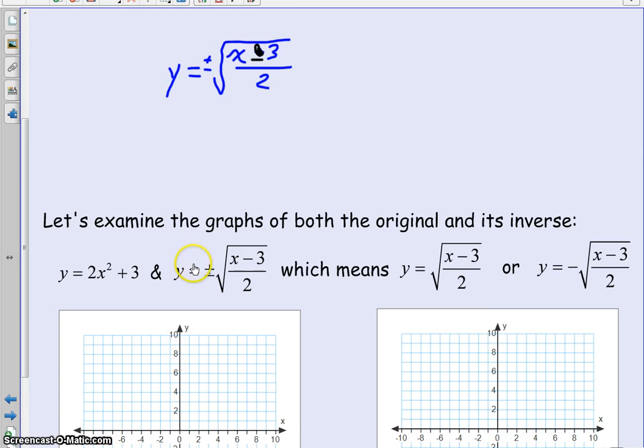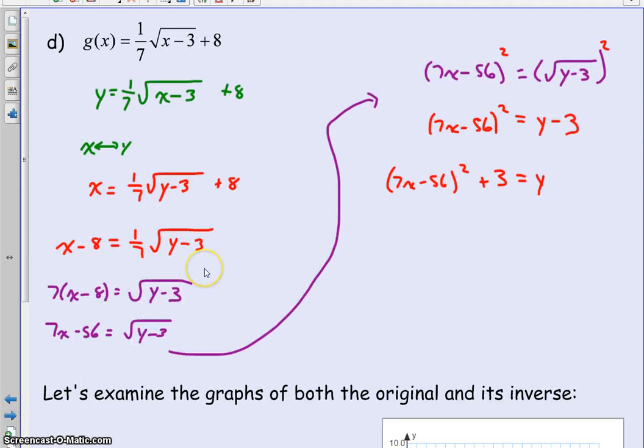Okay, so now looking at the next one here, another little bit of an anomaly happens. This one I did using a more algebraic approach. I interchanged x and y and then solved for y. So you'll see as I went through this, I went through some algebra. I subtracted 8 from both sides of the equation.